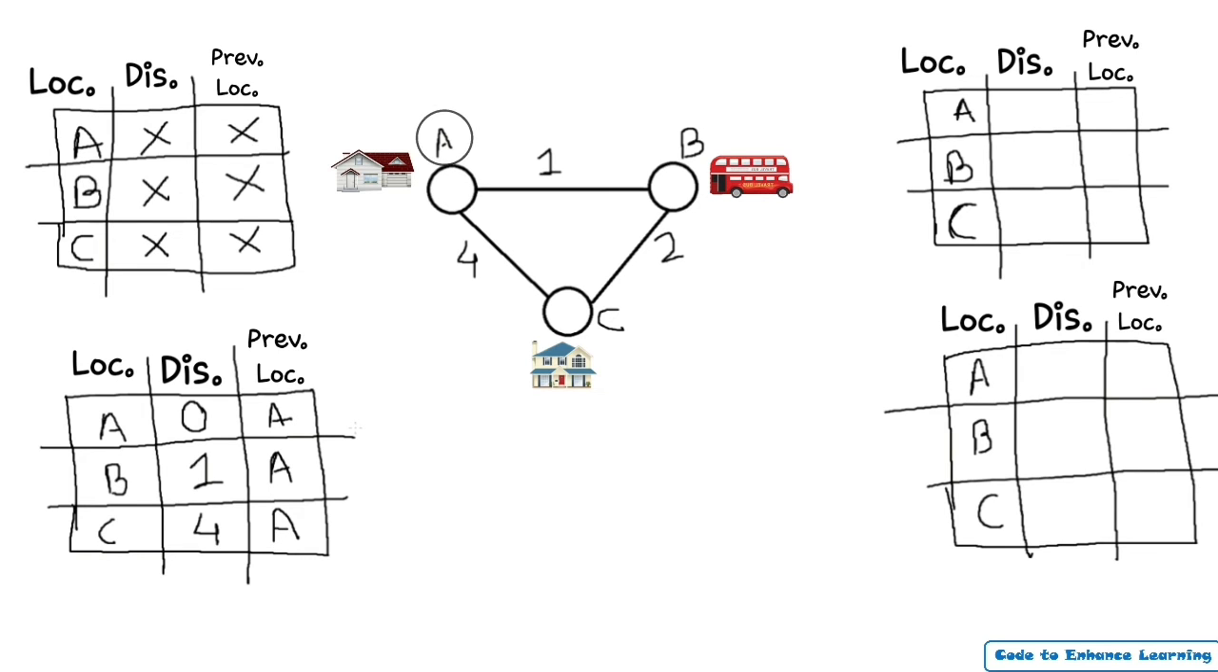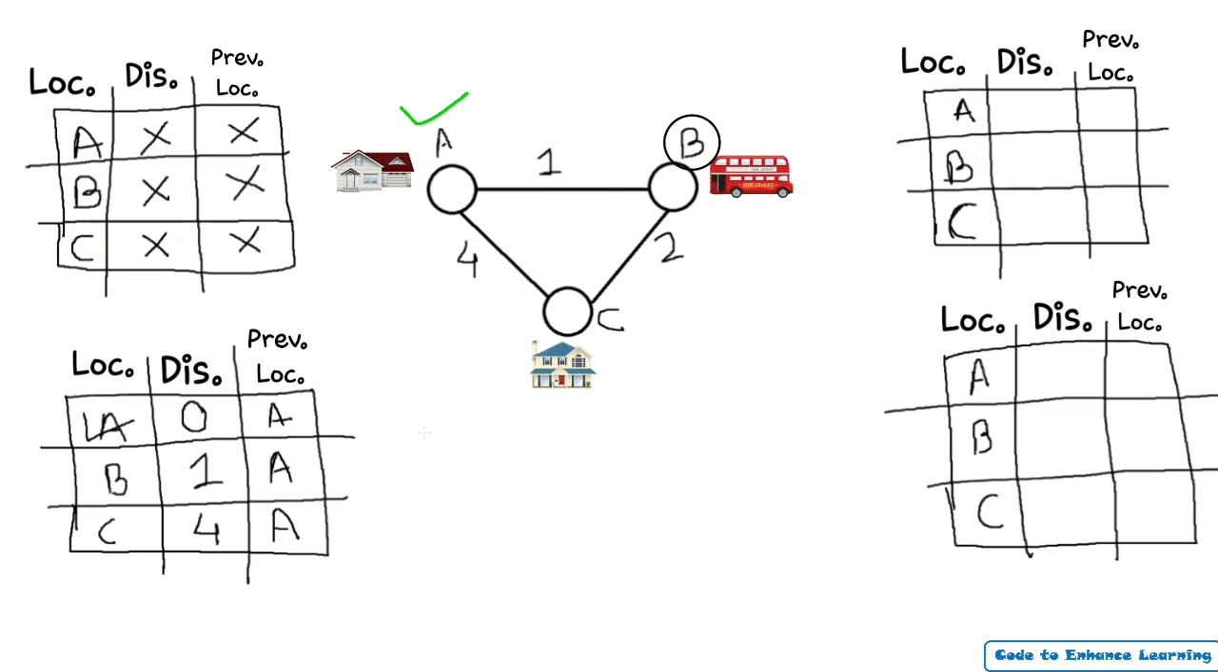Next, we are going to move from A to its neighbor. Now A has 2 neighbors. Which neighbor are we going to choose? We choose B because B has the shortest distance, that is 1. Between B and C, B has the shortest distance, and we mark A as visited. We mark A as visited because we don't want to come back to A. We want to keep track of all the locations that we already visited.